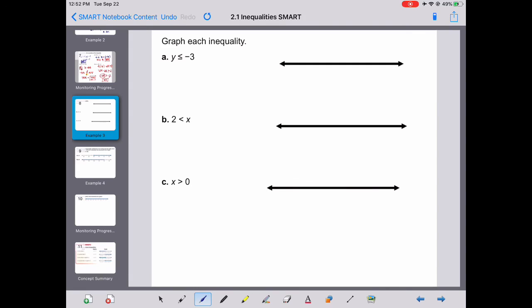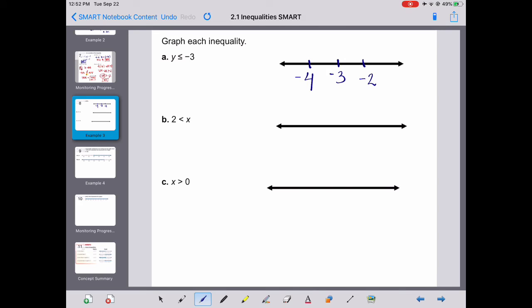All right, so for these problems, we're going to graph each inequality. So we always want to plot the number that's given first, or if we end up solving for it and we get that value, you plot that number. You want to pick a number to the right and to the left. So -3, to the right of that would be -2, and to the left of this would be -4.